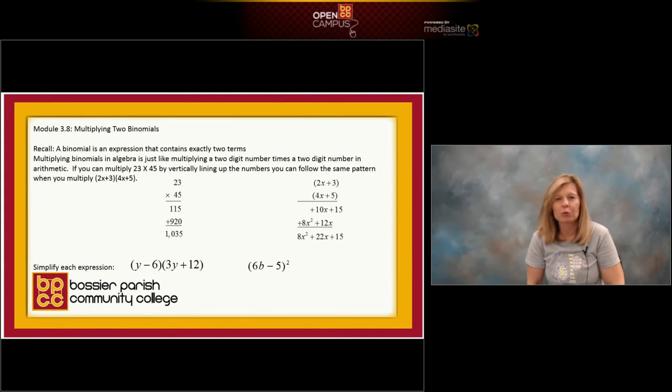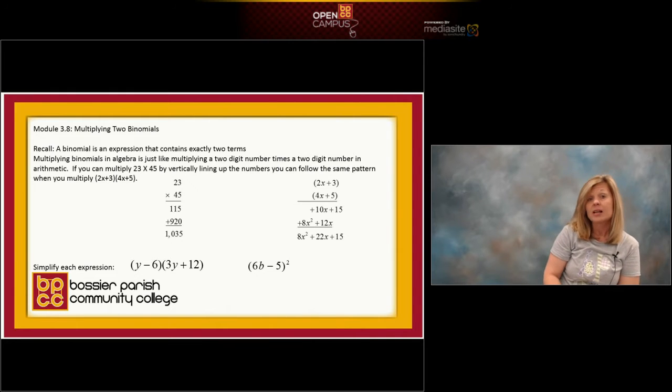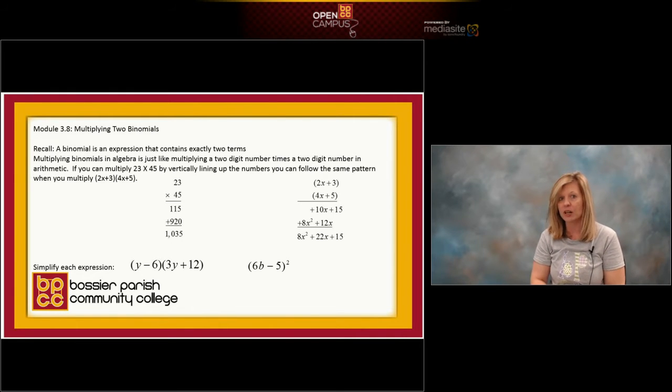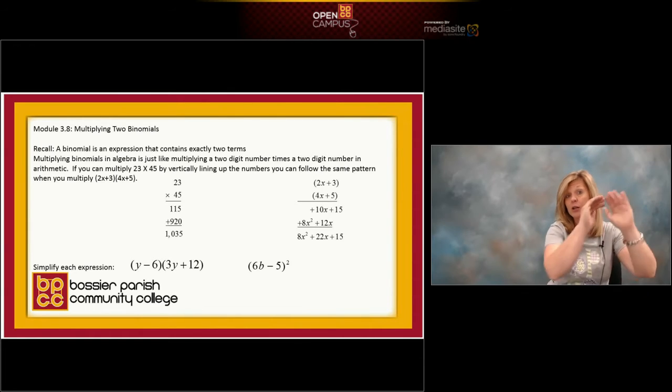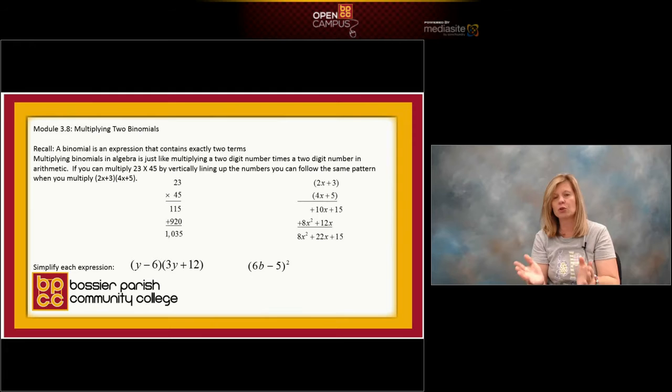Okay, we are in module 3.8 and we are going to learn right now how to multiply two binomial expressions together, something we have not yet ever done. Okay, let's recall. What does the word binomial mean? Binomial means two terms, and those two terms are either separated by addition or subtraction. So we're going to multiply two terms times two terms.